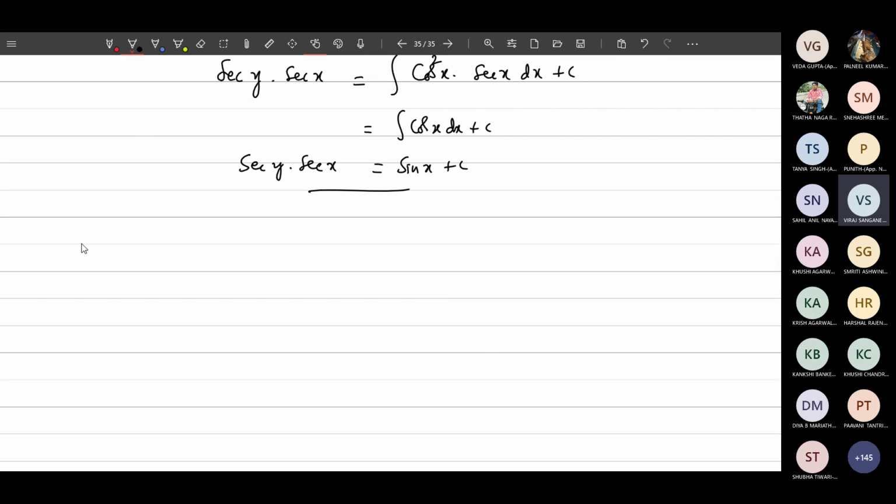Next example, try this. Solve dy by dx plus y by x equal to y square x.